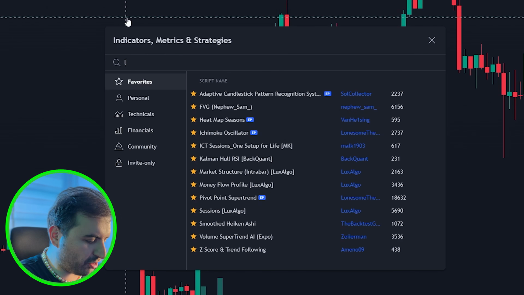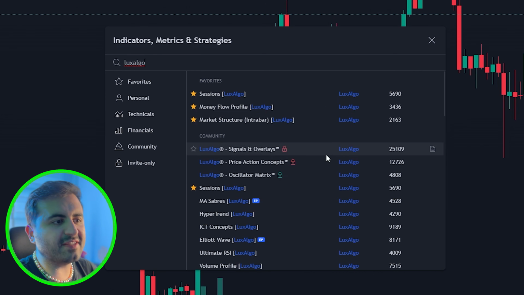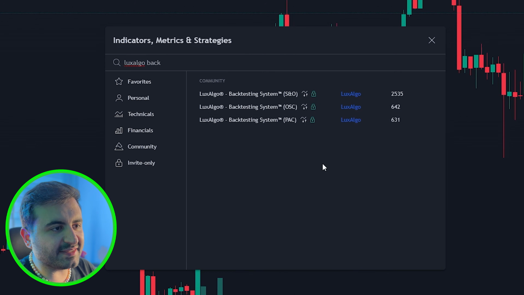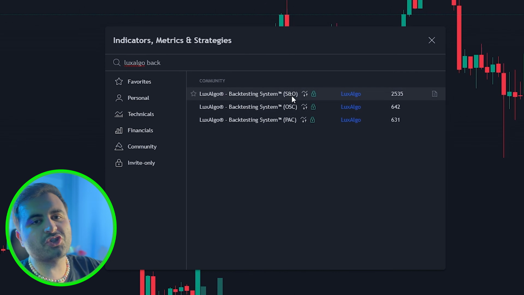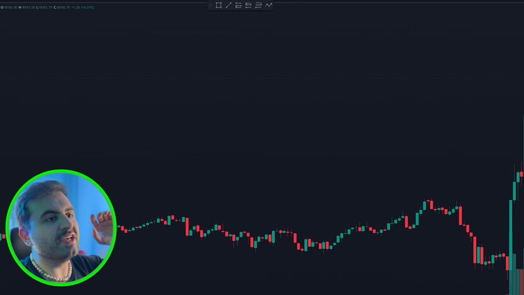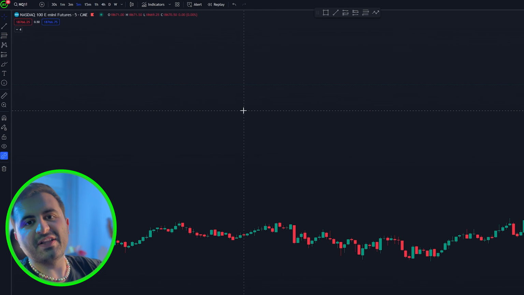First things first, head over to the Indicators tab and search for LuxAlgo, and you will see indicators: signals and overlays, price action concepts, and backtesting. You will see signals and overlays. Click to add it to your chart, and after you add it, change your time frame to 5 minutes and change your ticker to none.